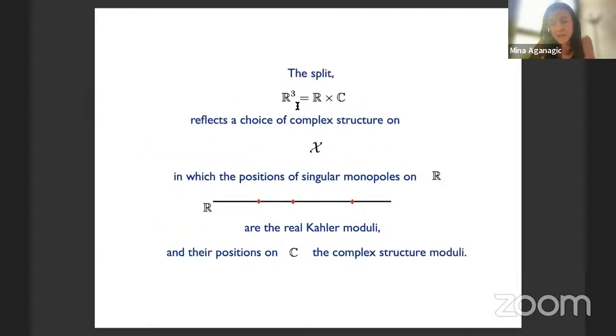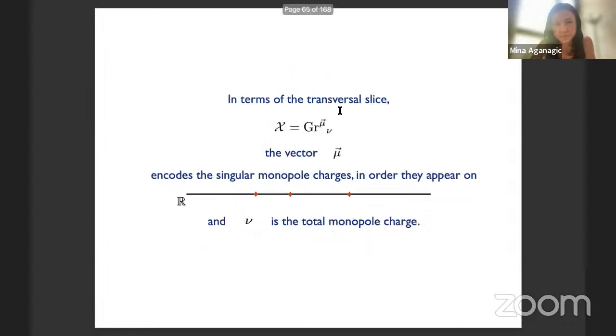The split of R3 into R times C reflects a choice of complex structure on X, in which positions of singular monopoles on R are the real Kähler moduli and their positions on C, the complex structure moduli. In terms of the transversal slice, the vector ν encodes singular monopole charges and the order in which they appear on the real line. And ν is the total monopole charge, singular and smooth.